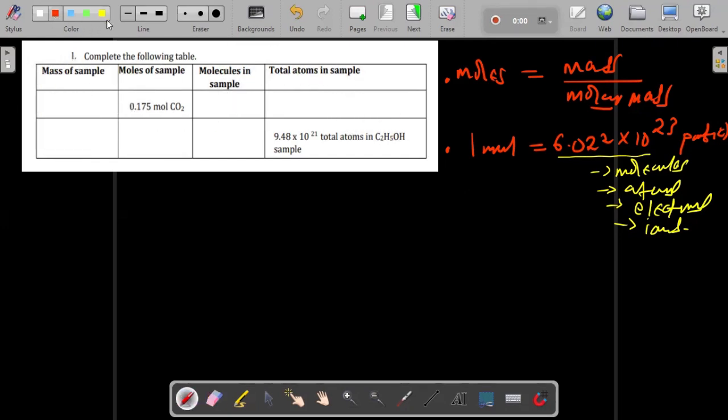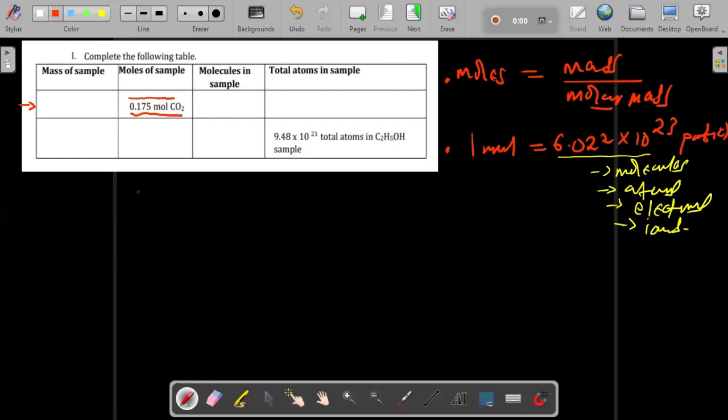All right, so once we know these two relationships, we can come to this table and try to fill it in. In the first row here, we've been given 0.175 moles of carbon dioxide. For the number of molecules, we have nothing. Number of atoms, we have nothing. Even the mass here, we have nothing. By the fact that we've been given the moles of this carbon dioxide, we can use that to find the mass, the number of molecules, and the number of atoms.